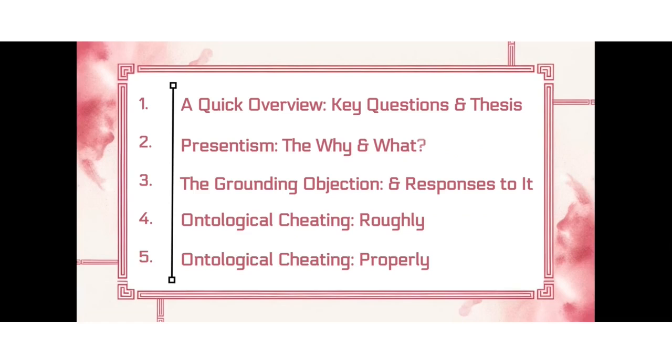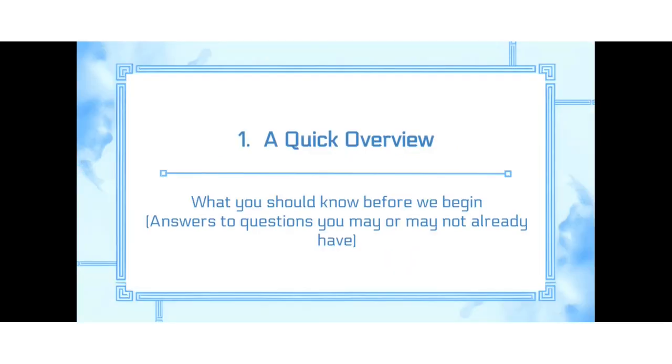So here's a quick overview. I'm first going to answer a couple of key questions, which is going to clarify everything. Then I'm going to talk about presentism. Then the grounding objection, which is what we're trying to solve here with ontological cheating. And then I'm going to run through how ontological cheating works for presentism here.